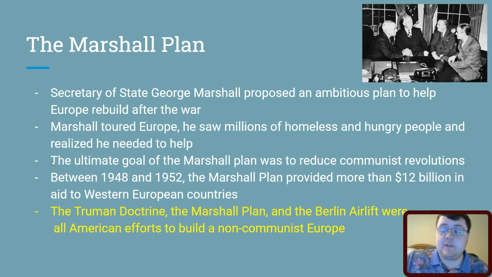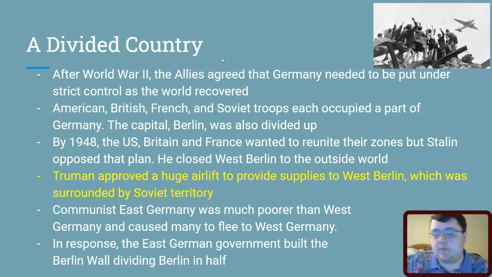All right, so the Truman Doctrine, the Marshall Plan, and what we're going to talk about in a little bit, the Berlin Airlift, were all American efforts to build a non-communist Europe. All of those, that's part of the primary goals behind all of these actions, is to make sure communism doesn't spread and that capitalism is still the world's strongest form of government.